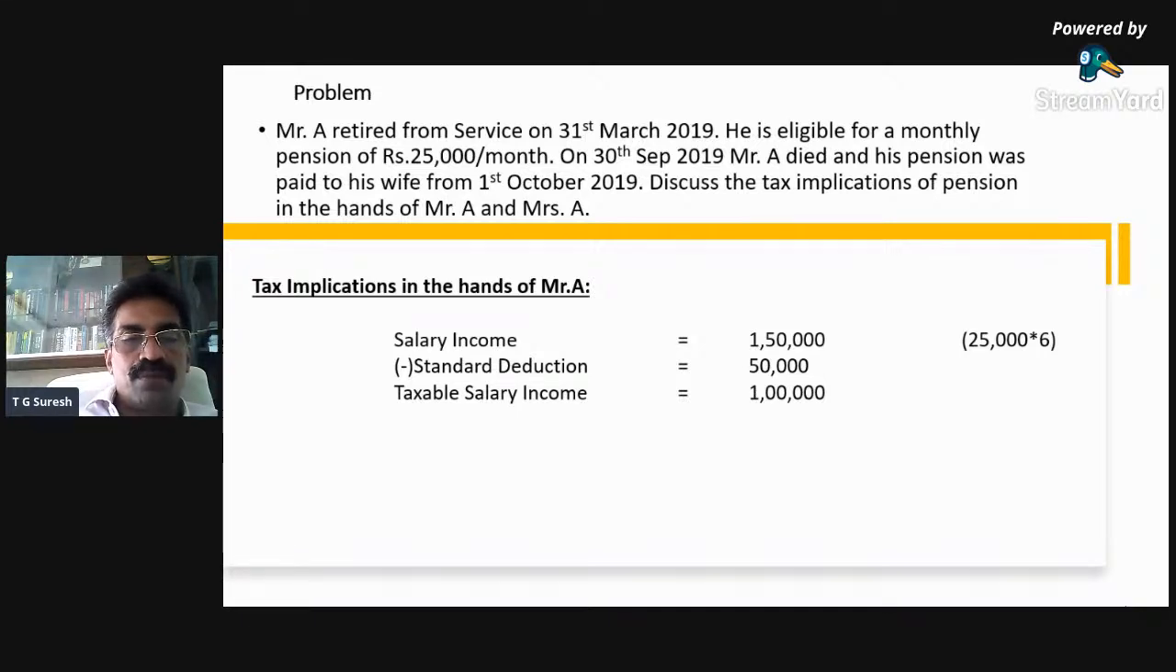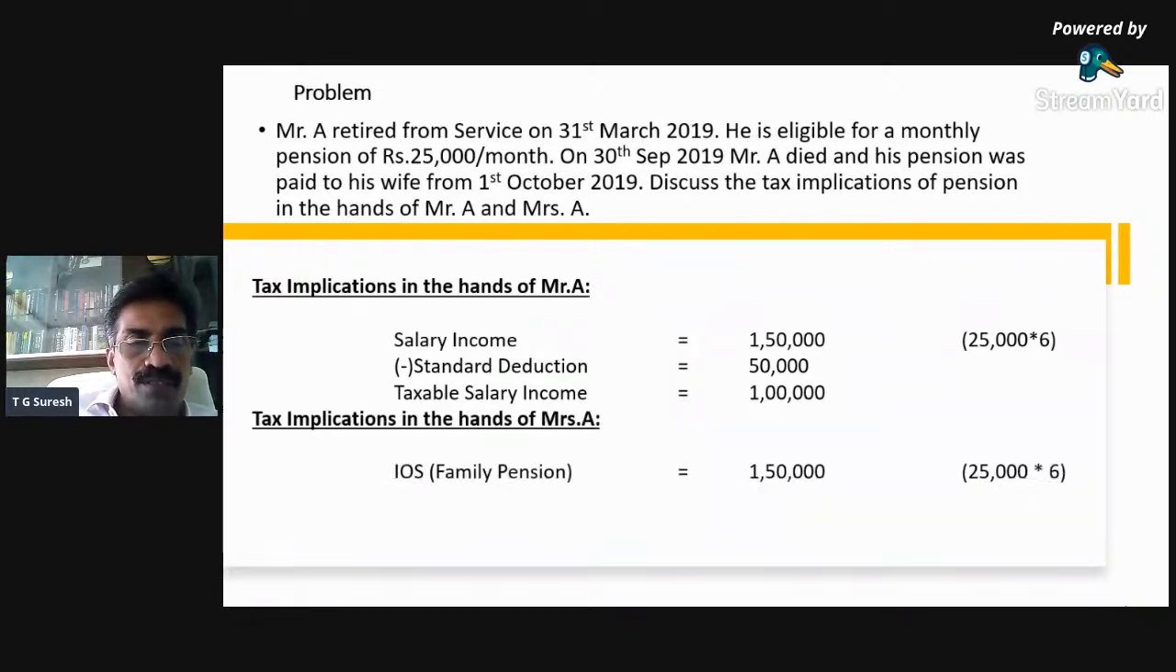So then in the hands of Mrs. A, there is no employer-employee relationship. The income will go to income from other sources, which is again 1,50,000. Because the income has gone to income from other sources, you will not get standard deduction under section 16.